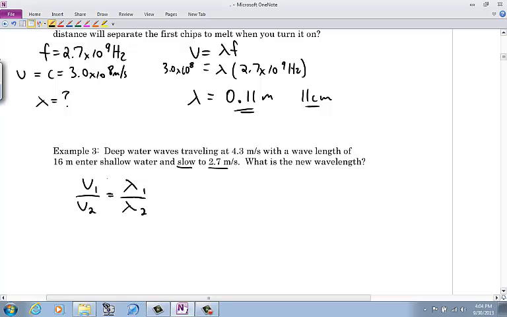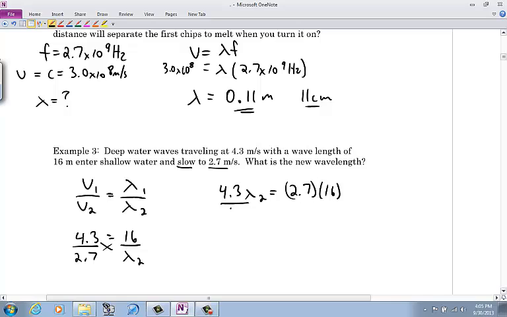So we'll start off with 4.3 meters per second in the deep water. So that's the 16 meters on the wavelength for medium 1. And in medium 2, we're going to the slower medium, 2.7 meters per second. And we want to find out what the wavelength is in that medium. So we cross multiply, and we're left with 4.3 times the wavelength in the second medium equals 2.7 times our 16 on the other side. Divide both sides by 4.3, and you'll see that our wavelength in our second medium is 10 meters.